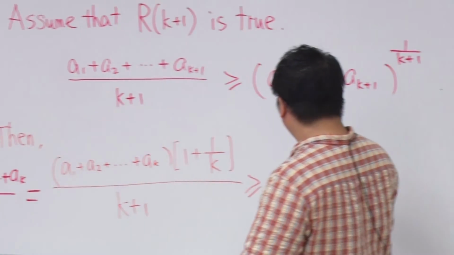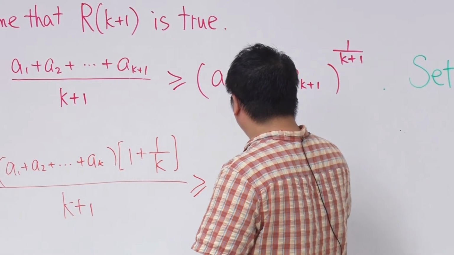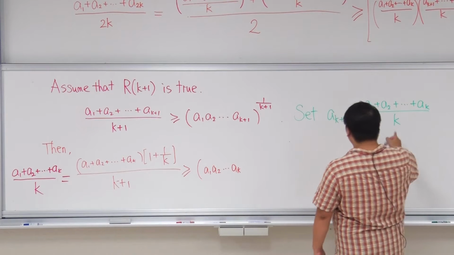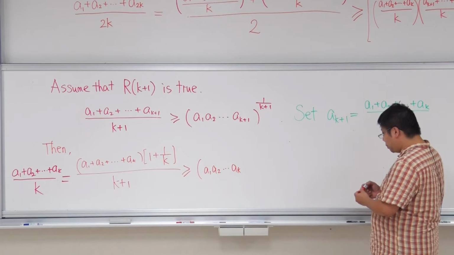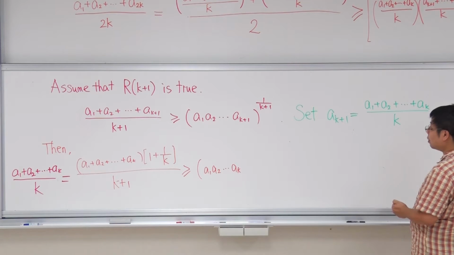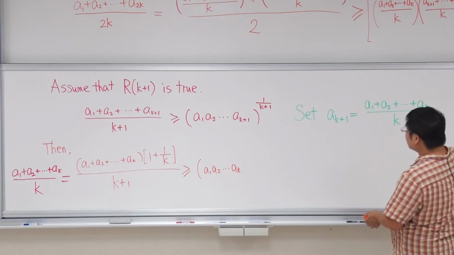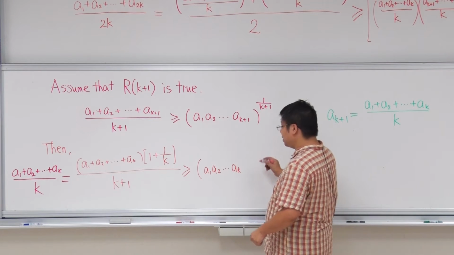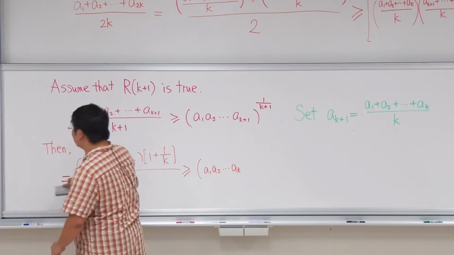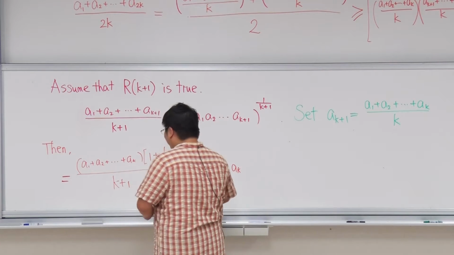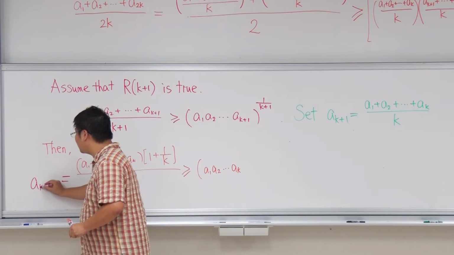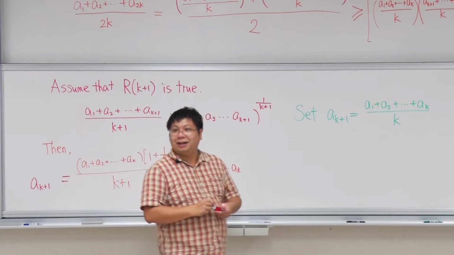So this is like A1, A2, dot, dot, dot, up to AK, right? And then this A_{k+1}, right? And A_{k+1} will be what? Let's write down A_{k+1}. Okay, so don't be very hurried. So this is going to be the average, right? And the average turns out to be this A_{k+1} that we are setting. Is that okay?